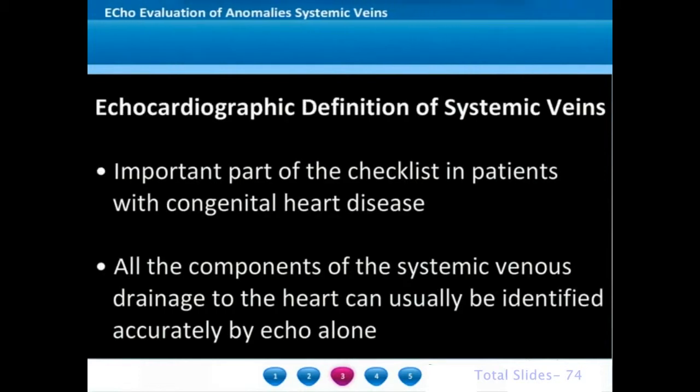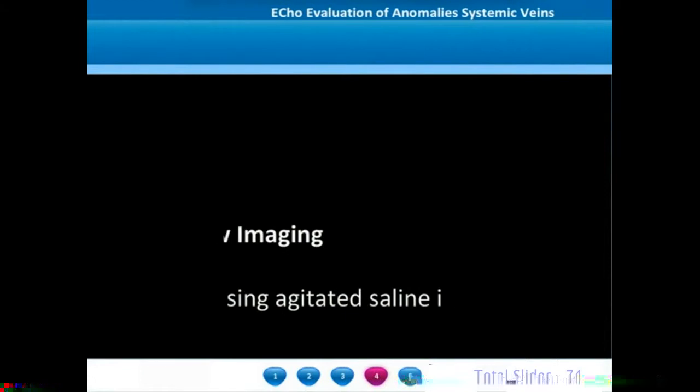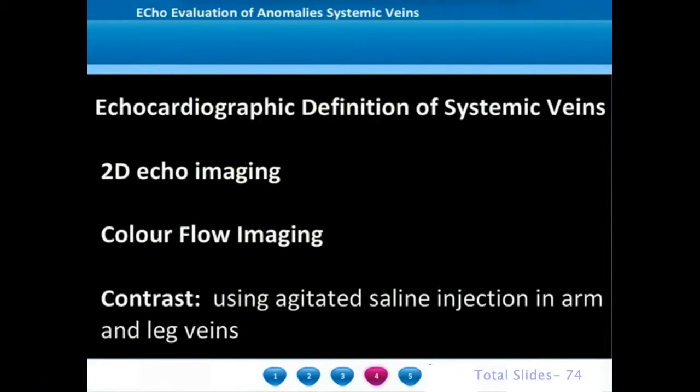We should analyze the systemic veins in every patient with congenital heart disease. All the components of systemic venous abnormalities can be identified very clearly on echocardiography. Echocardiographic analysis of the systemic veins is done with 2D echo imaging, followed by color flow imaging, and sometimes use of agitated saline injection in the arm veins or leg veins to find out the drainage of the systemic veins.